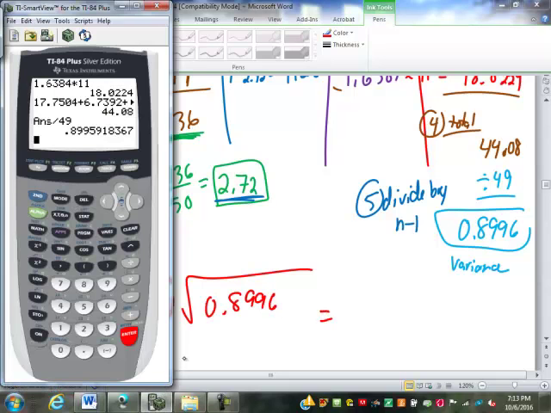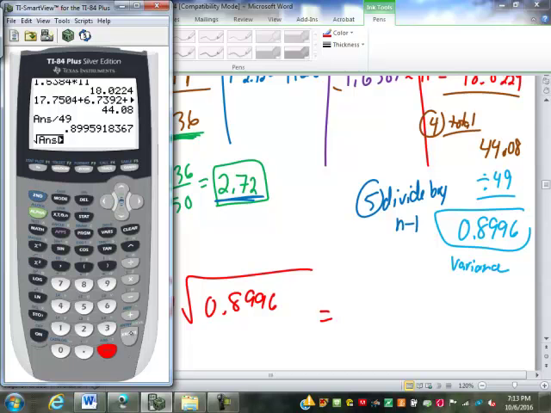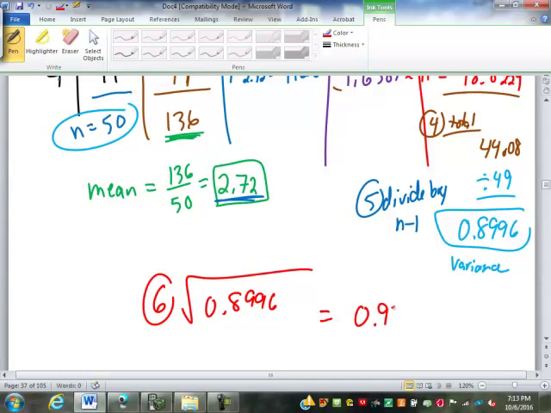On your calculator, you have a function that allows you to use the previous answer. So I have to do square root, then second, then there's the answer key down here. It says use the previous answer, so I don't have to type that back in. 0.9485 if I round it off. That's my standard deviation.